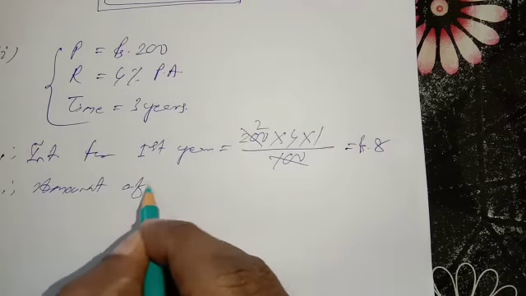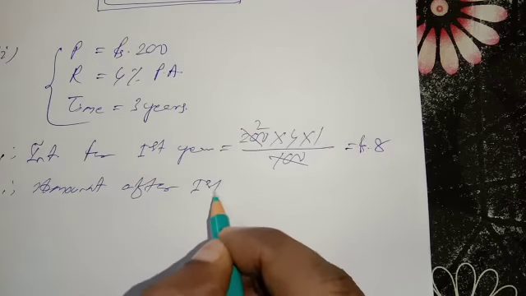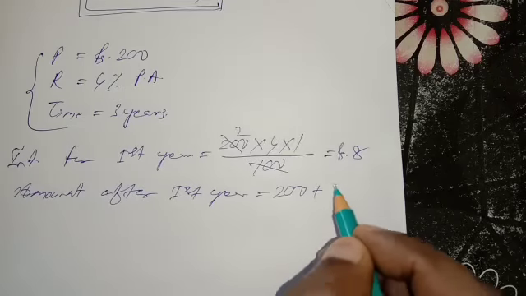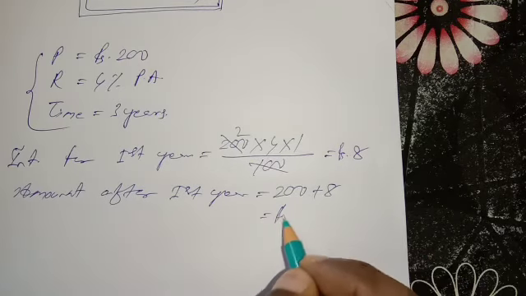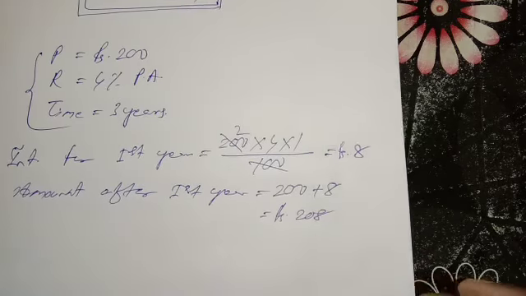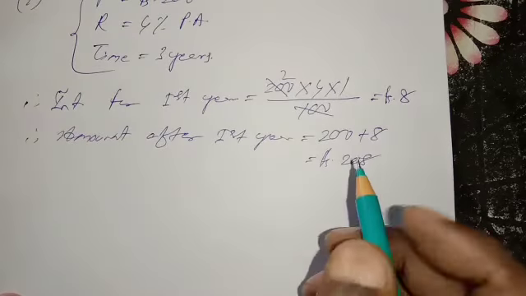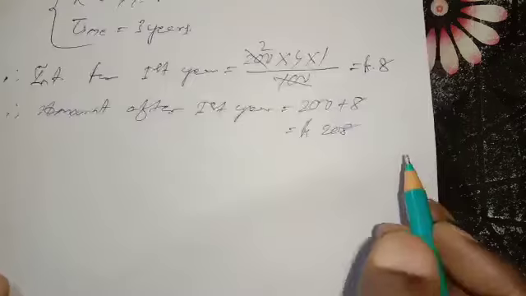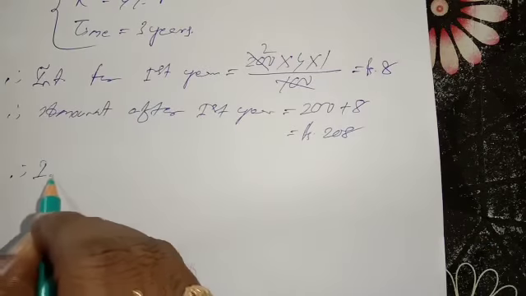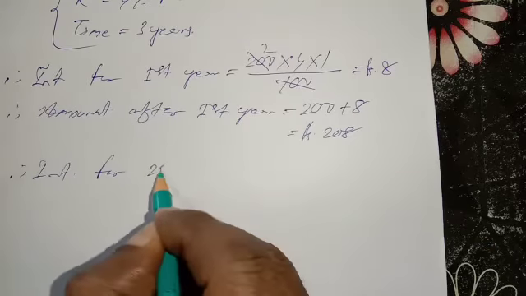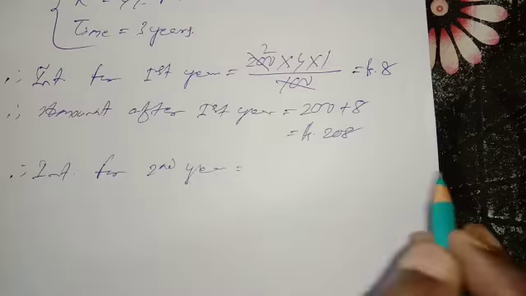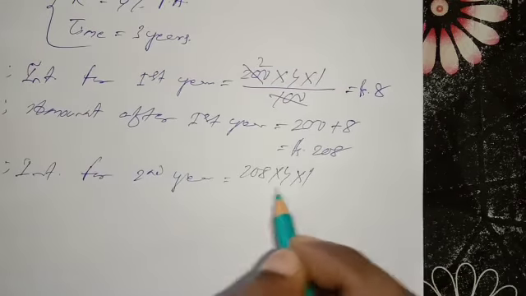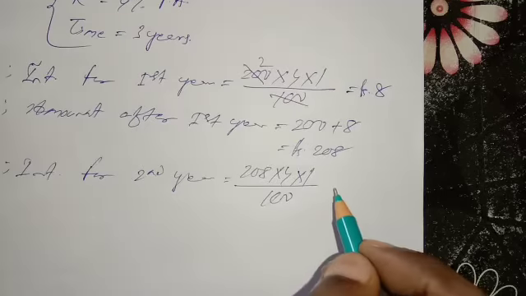Amount after first year: principal was 200, now add 8, that is 208. 208 is the principal for next year. Therefore, interest for second year. This is the principal 208 into rate into time 1 by 100.